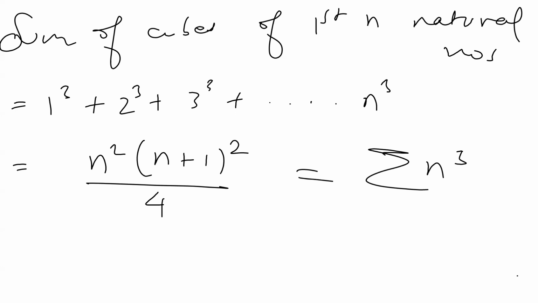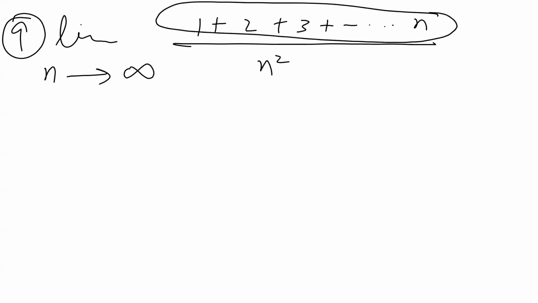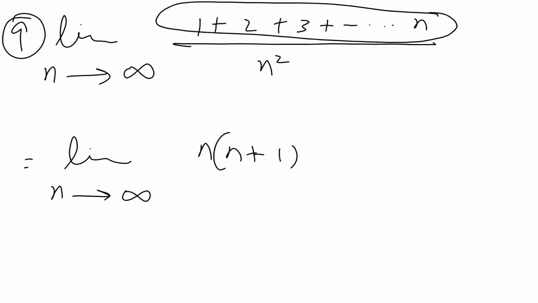Question number 9. Limit n approaches infinity 1 plus 2 plus 3 plus dot dot dot n upon n square. Guys, what is this 1 plus 2 plus 3 plus up to n? What formula I have given you? So n into n plus 1 upon 2. Correct. And this n square, I'll just write it over here. Now this n and this n is gone.